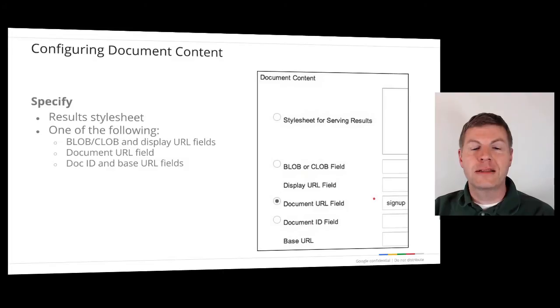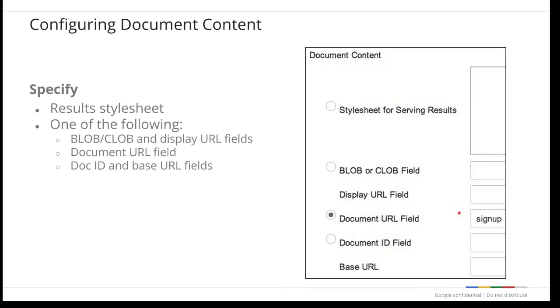If you're building a content feed that will contain a blob or clob field, you can either specify the name of that field or a field that contains the URL to display the result through your web server. This field can be a calculated column.